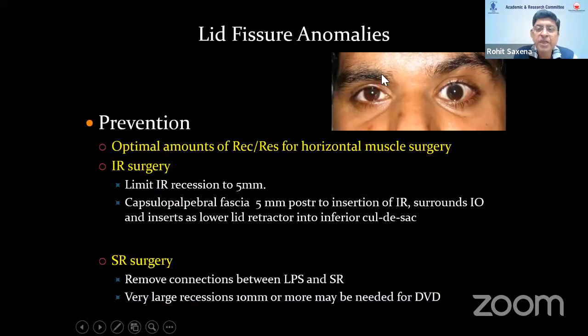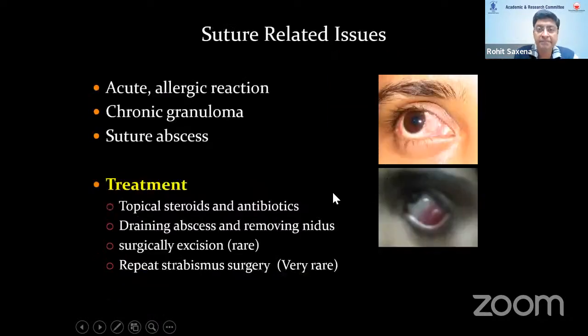So this is a case where you can see a post-operative palpebral fissure difference. The patient initially came with a large angle esotropia, but post-surgery, he was only concerned about the fissure difference, and he probably felt that his squint was better than the fissure difference that he had post-operatively. So be careful, particularly when you're operating on vertical recti, you may get significant fissure differences in the post-op period.